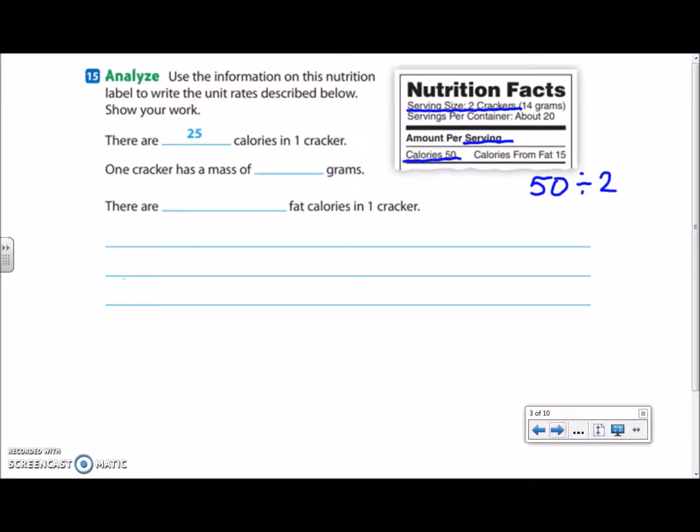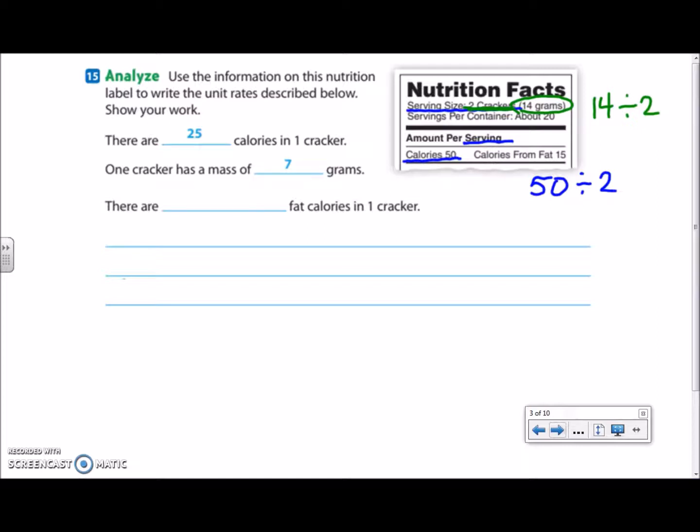It goes on to say 1 cracker has a mass of blank grams. Well, I will tell you again, I'll show you again. 2 crackers is 1 serving, and that would make 14 grams. So if we have 14 grams divided evenly into 2 parts, I'm going to say that 1 cracker would have a mass of 7 grams.